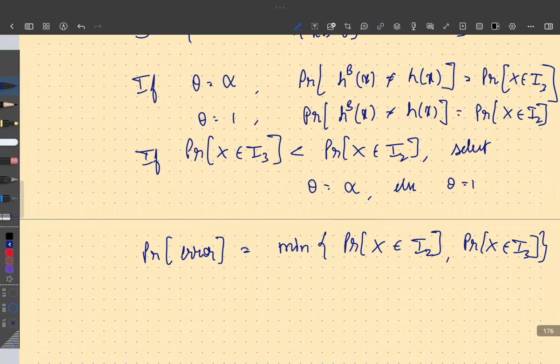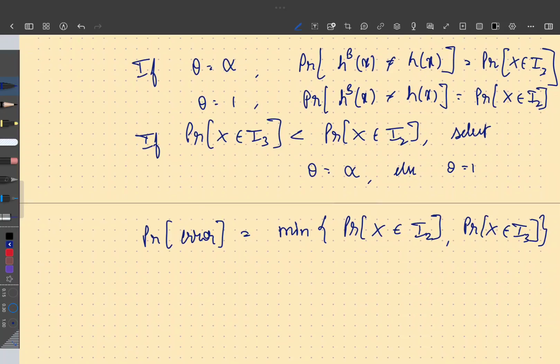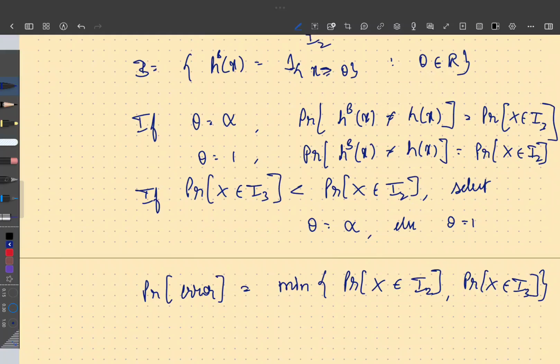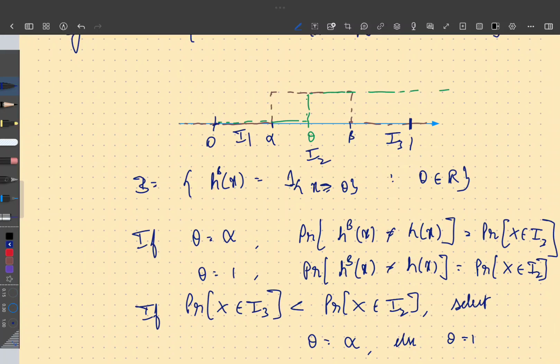If alpha is 0 and beta is 1, correct, but that's the best case scenario. It's one of the best case scenarios. What is the worst case scenario? I want to know how large the probability of error can be. At most half. When is it exactly equal to half? 0, half and half, correct. It's when exactly half of the probability is here and half of the probability is here.